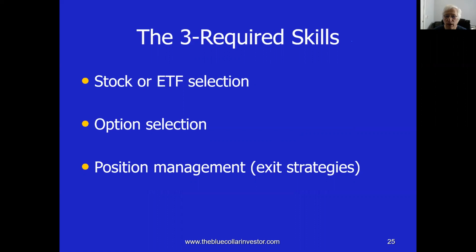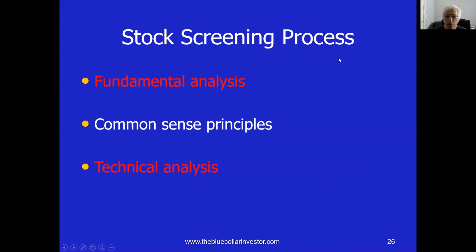Now, for stock selection, we have a three-pronged process in determining which stocks we're going to use for our short-term option selling. Fundamental analysis, which we'll define in just a moment, technical analysis, reading a price chart, and common sense principles, which is what we're going to address in Lesson 4. So in Lesson 3, we're going to go through fundamental analysis and technical analysis as we use it in the BCI methodology.